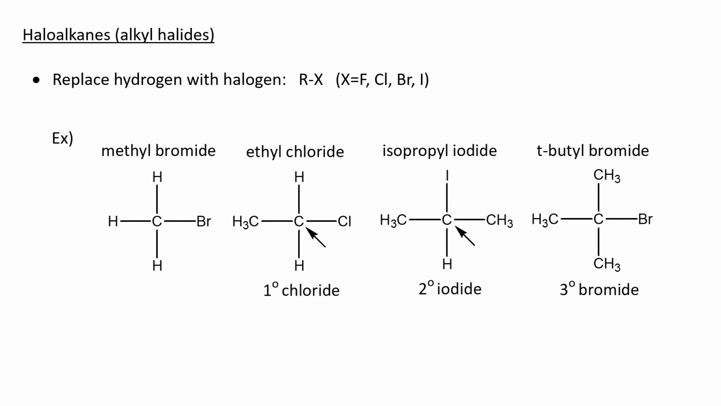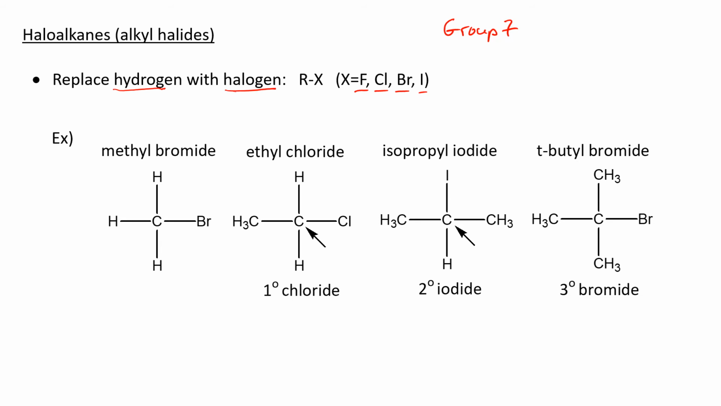The next functional group you should be familiar with after today's lesson is a haloalkane or an alkyl halide. It's just a halogen. Remember, halogens are group 7 on the periodic table: fluorine, chlorine, bromine, and iodine. So just take any hydrocarbon, replace one of the hydrogens with a halogen atom. We have an alkyl halide.